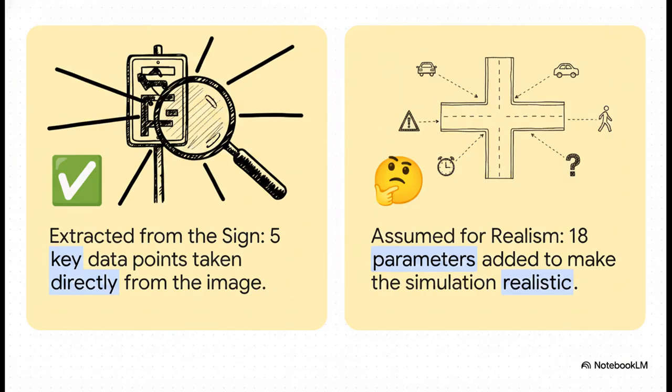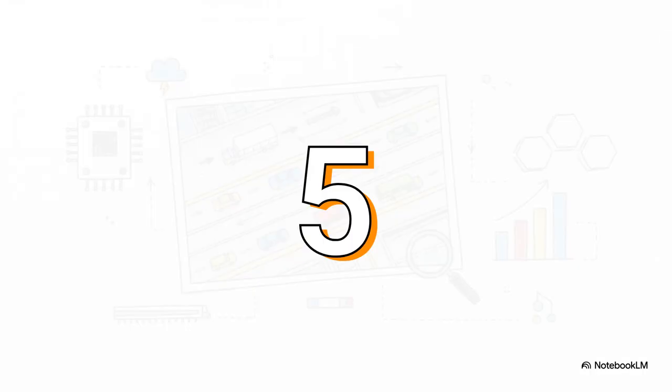But, to make it actually feel like a real place, the model needed some educated guesses. So on the right, you see the 18 assumed parameters. Things like traffic flow, pedestrian speed, driver behavior, all the little details that bring the simulation to life. So let's start with those hard facts. First up, the absolute basics.